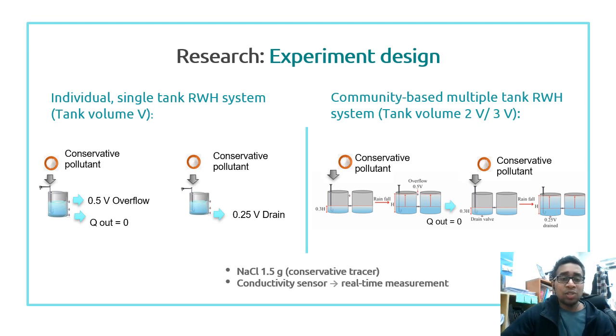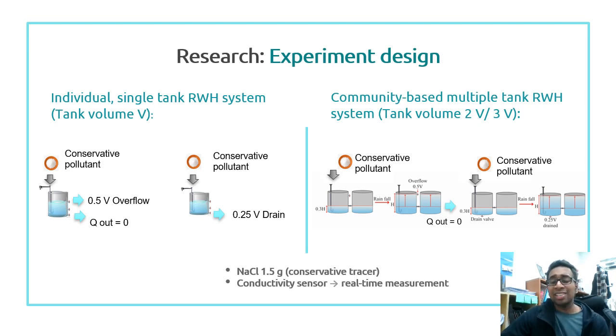So in the case of the individual tank system, we are going to simulate basically two cases. One case would be where we allow the water to overflow about 50% of the tank volume, because overflow is extra water. It is not going to reduce the amount of water that we have stored within the tank. So we can have a higher outflow. The conservative pollutant that we are going to use and inject as a sudden pulse input would be salt, because it is a common pollutant in coastal areas such as Sri Lanka.